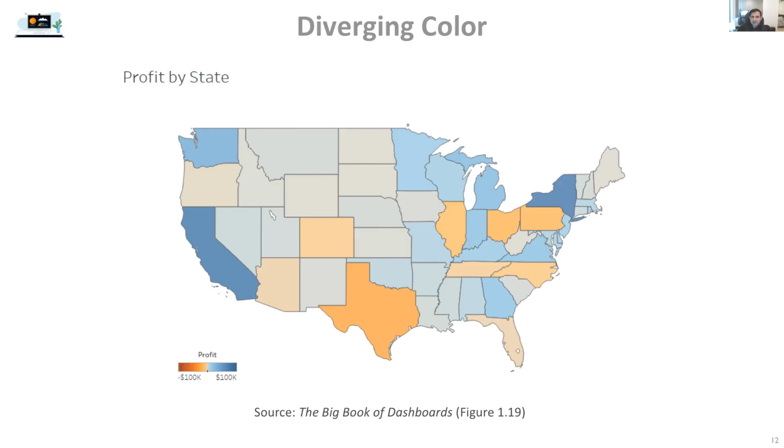Profit doesn't start at zero, right? We could be losing money in our company, or we could be making money. There are numbers above zero, and there are numbers below zero. Here, darker orange indicates bigger losses, and darker blue shows higher profits. Again, remember that the midpoint in the diverging color scheme can be zero, like in this example, or it could be an average, or it could be a target.